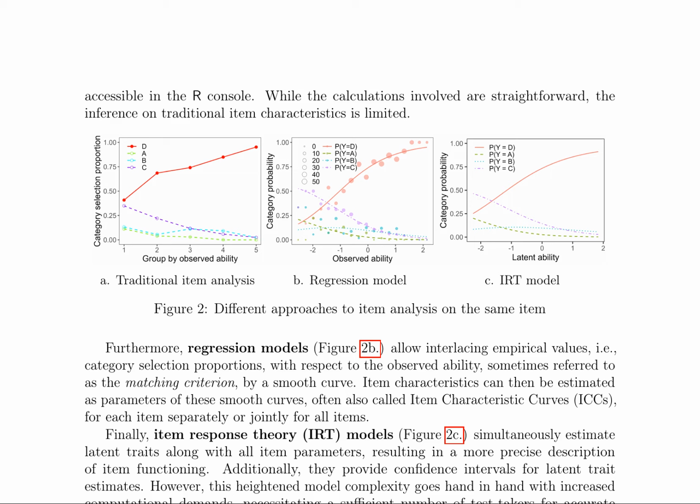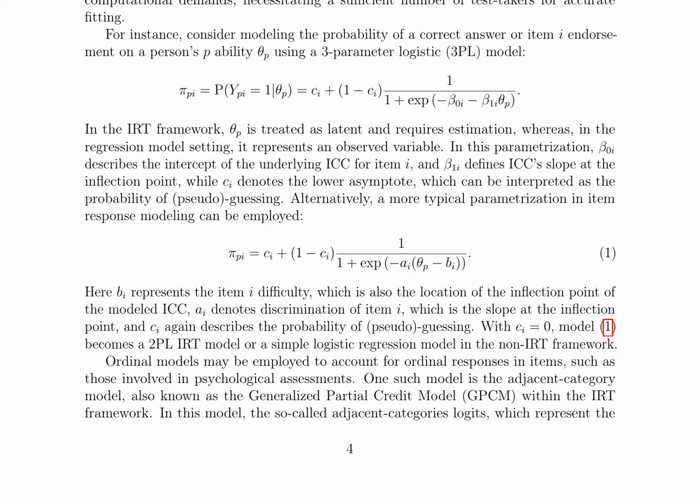Regression models, on the other hand, allow for the estimation of item characteristics by interlacing empirical values with respect to the observed ability. Item response theory, IRT, models provide a more precise description of item functioning by simultaneously estimating latent traits and item parameters, but at the cost of increased computational demands. The 3-parameter logistic, 3PL, model is a common IRT model, which estimates the probability of a correct answer or item endorsement based on a person's ability. The model parameters, such as the intercept, slope, and lower asymptote, describe the item characteristic curve.